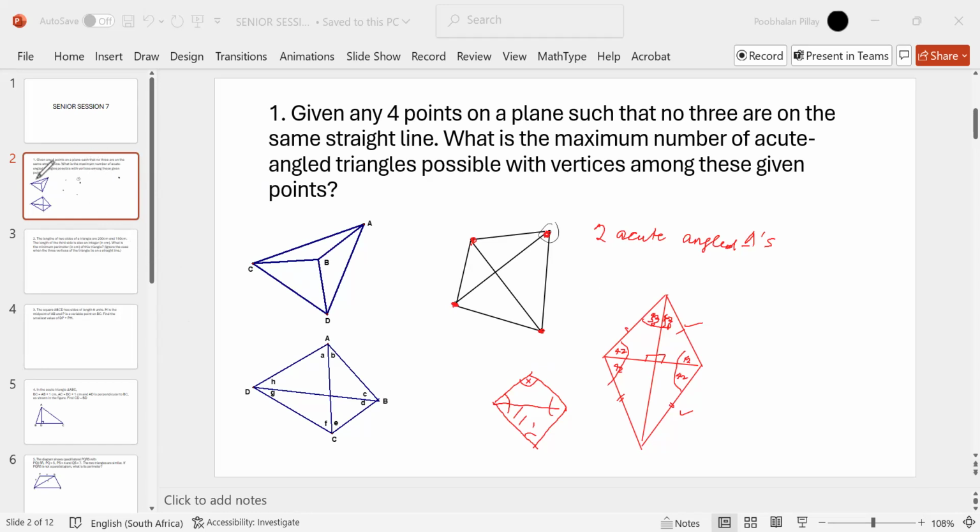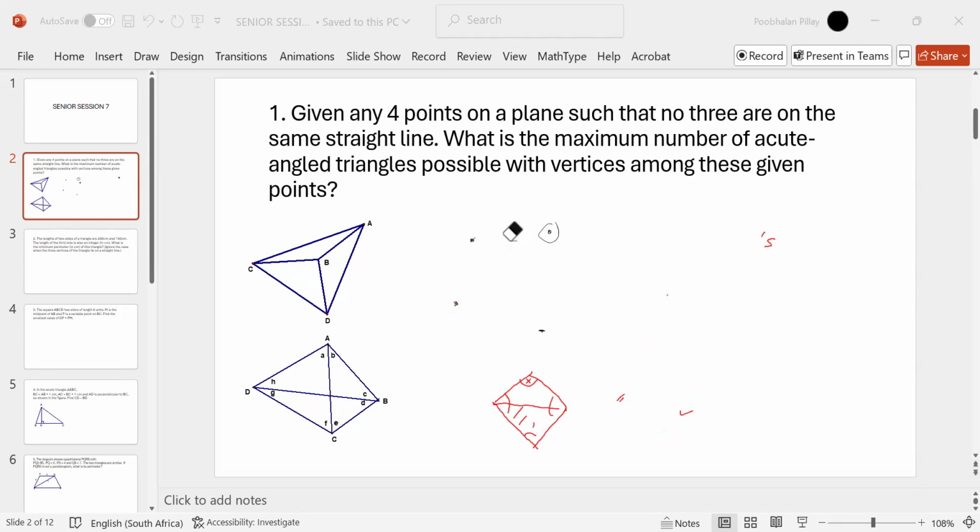That is the lesson that I am trying to convey here. But now, is it possible that all four triangles are acute angles? So that is the question. We said you can get three acute angle triangles, but they want the maximum number. So the only other way is where all four triangles are acute.